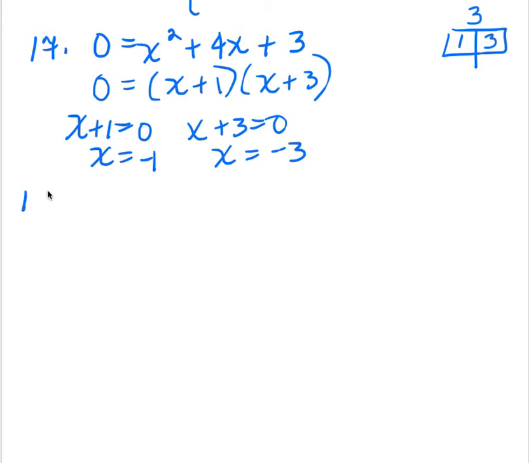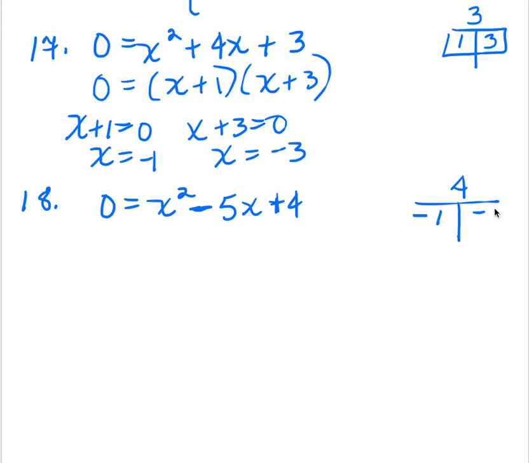Okay. Number 18, 0 equals x squared minus 5x plus 4. All right, so I'm looking for factors of positive 4 that combine into -5. Since my middle term's negative and my last term's positive, instead of 2 positive factors, I'm going to have 2 negative factors. My combination could be 1 and 4, or it could be -2 and -2. But the -1 and the -4, that is my combination that will get me to -5.